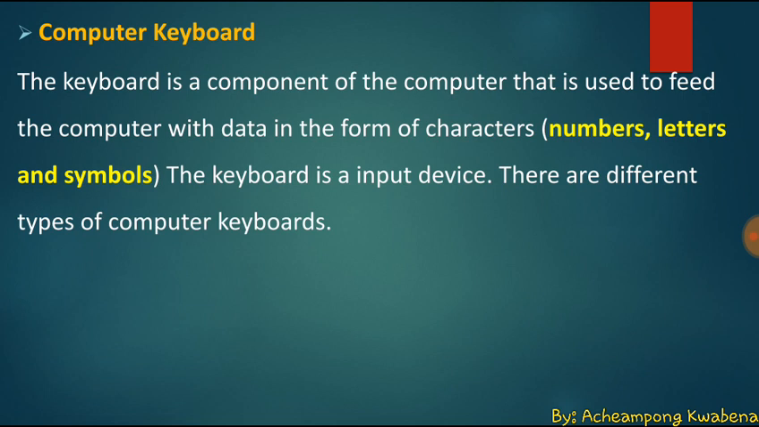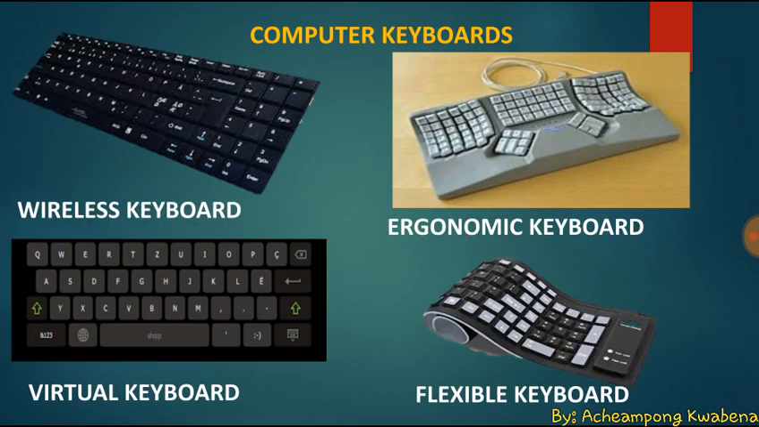Now let's have a look at some types of computer keyboard. We have the first one to be the wireless keyboard, as we have wireless mouse. This type of keyboard is also cordless, does not have a cable, so it uses wireless technology, either by Bluetooth connection, Wi-Fi connection, or infrared connection, to work with the computer.